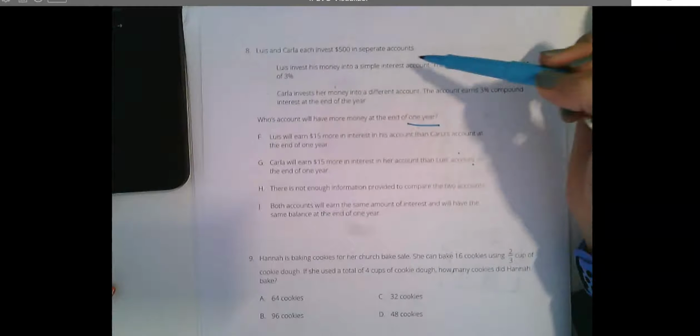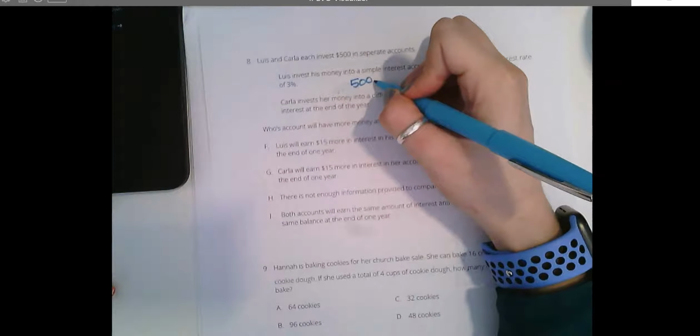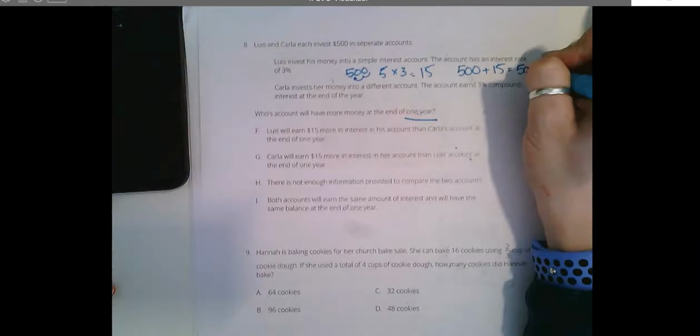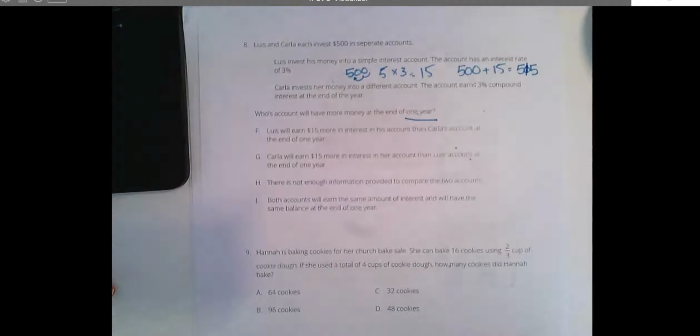$500. He invests in a simple interest rate of 3%, I'm assuming, for 1 year. Okay, so he had $500, 3%, well, 1% would be divided by 100, $5, times 3, because it's 3%, $15. Okay, so Luis is getting the $500 he already had, plus $15 that he's earning at the end of the year in interest. So Luis has $515.